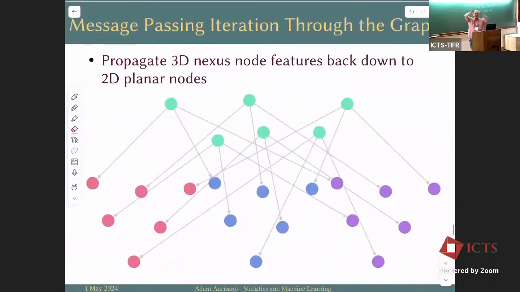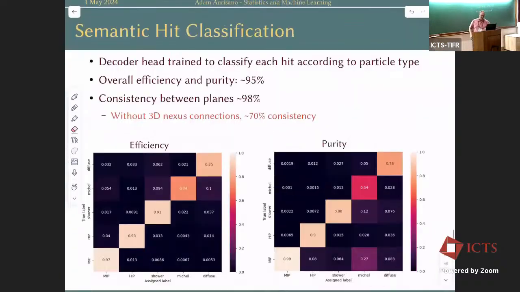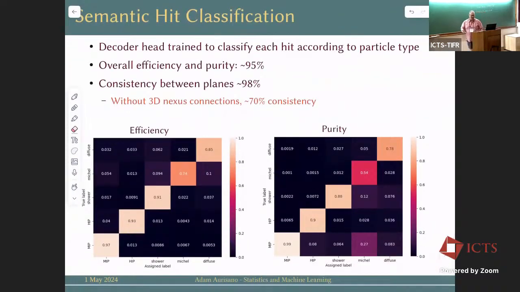And then you propagate it back down to your 2-dimensional planes. And so by doing this, you're sort of learning inside the planes, mixing the information between planes, and then propagating it back down again. And in general, this worked extremely well. The overall efficiency and purity was about 95% across all the different categories. And the consistency between the planes was very high at 98%.